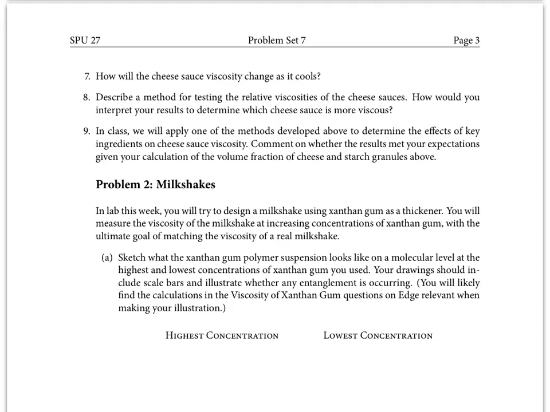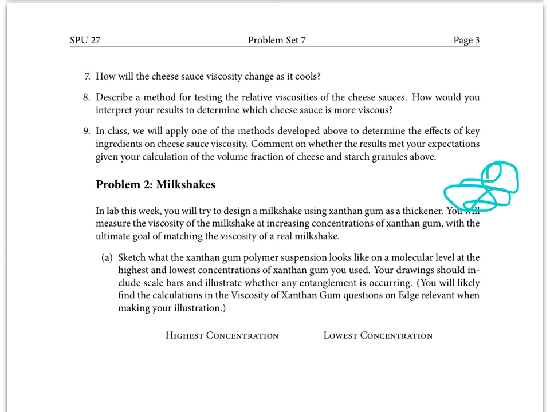The second problem of the week is related to your lab. And you all know that in your lab, what you tried to do was something similar. You took a milkshake recipe, which we all know of milkshakes as being very thick and very viscous, and you tried to make a non-dairy version of it using xanthan gum as a thickener. And the thing that we really want you to remember here is that xanthan gum is a polymer, and therefore it's a blob, like those that we described in the iPad videos in the class this week. And as a blob, a very small amount of it can produce a lot of thickening. It can produce a lot of viscosity.